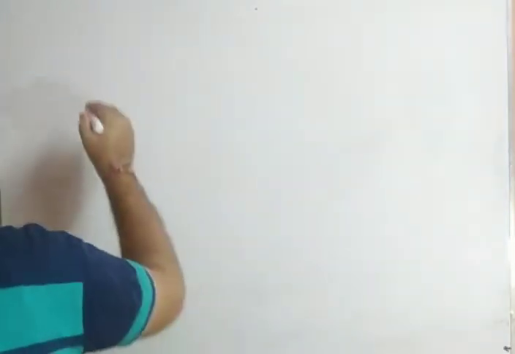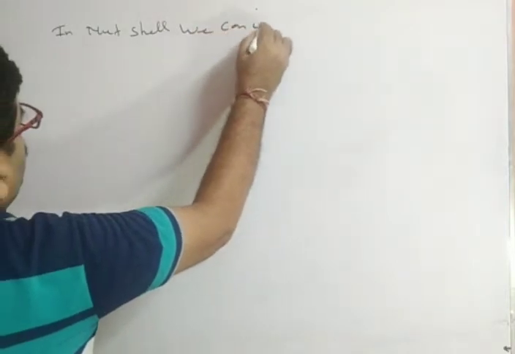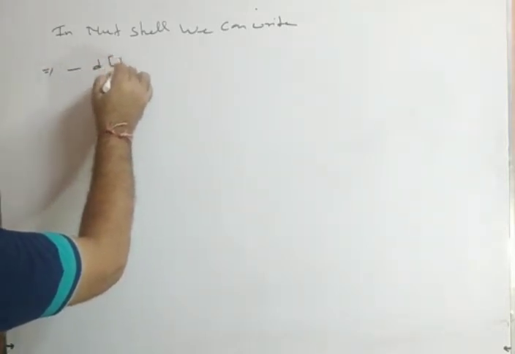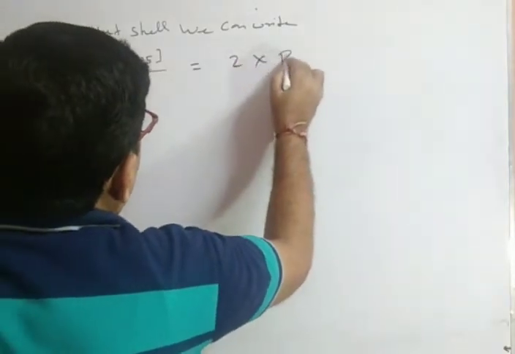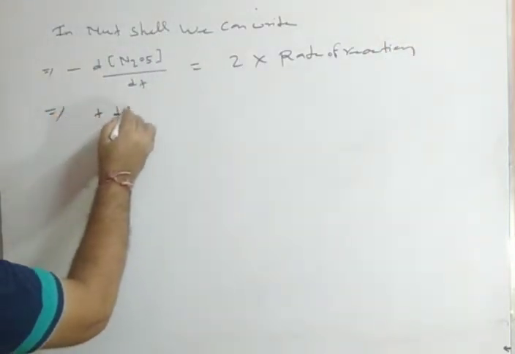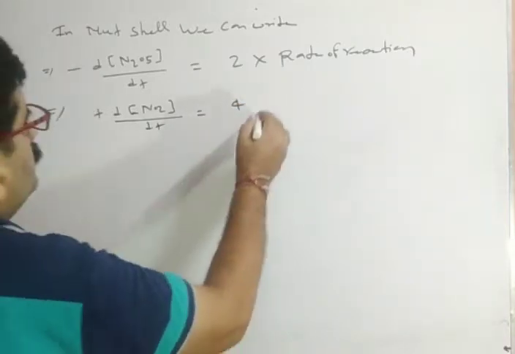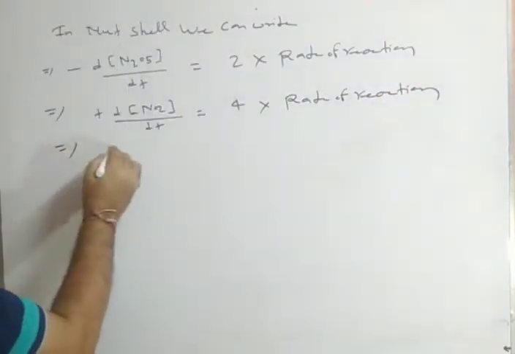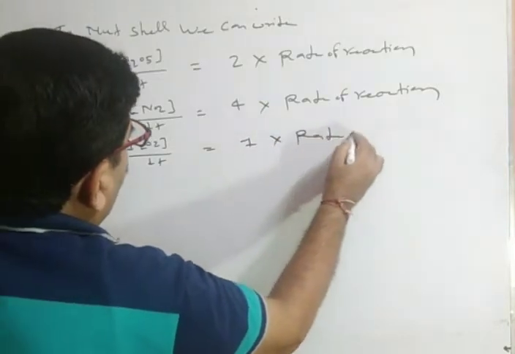So in a nutshell we can write what? Minus d N2O5 upon dt is equal to 2 into the rate of reaction, plus d NO2 by dt is equal to 4 into rate of reaction, plus d O2 by dt is equal to 1 into rate of reaction.